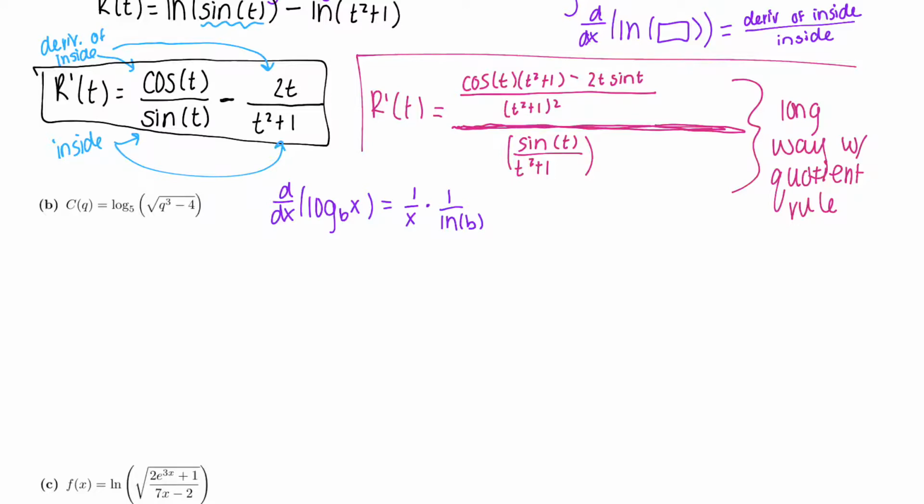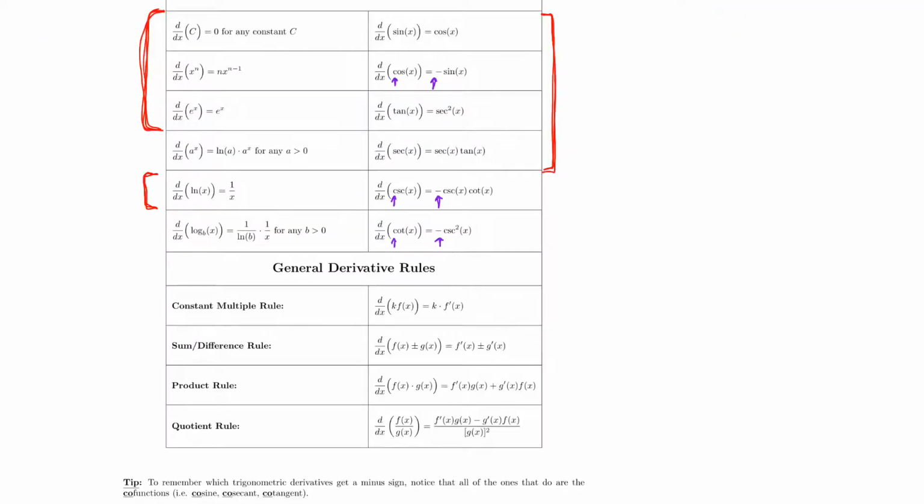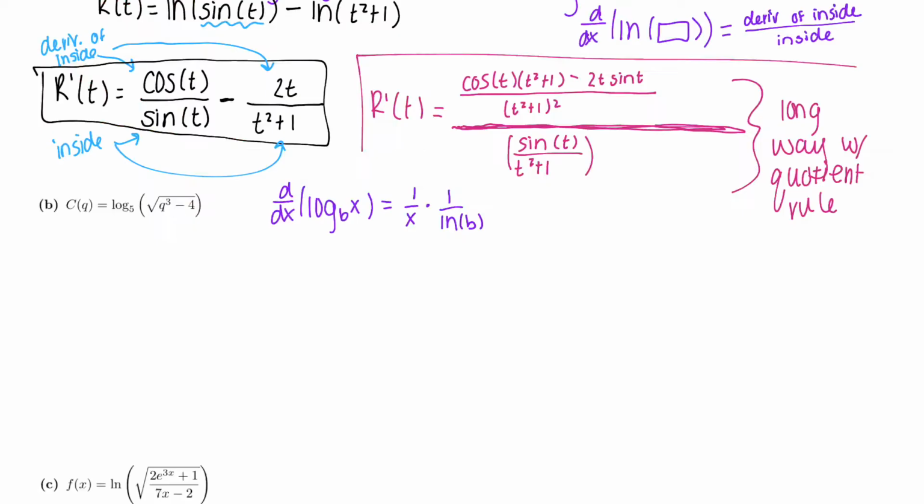I can't remember if we wrote it like that, because there's a million ways of writing it. Let me just make sure I'm consistent. All right, we wrote it as 1 over ln b times 1 over x. I mean, it's the same thing.